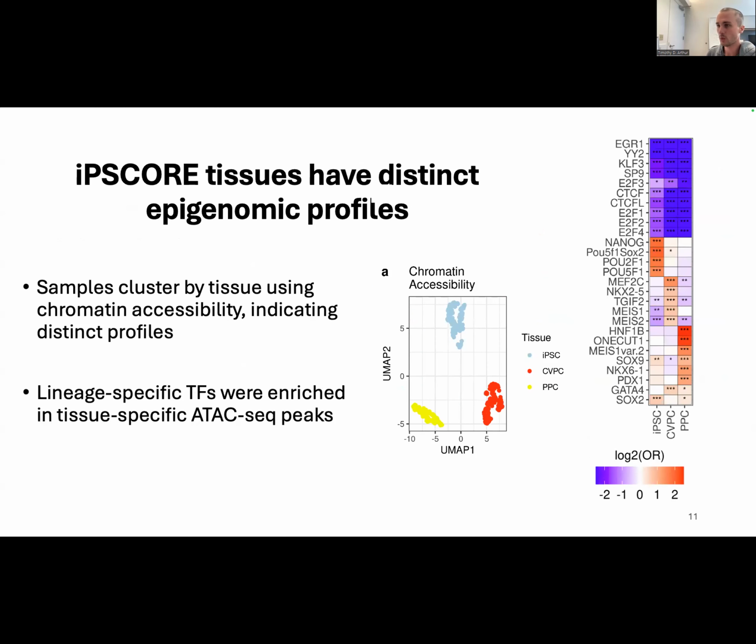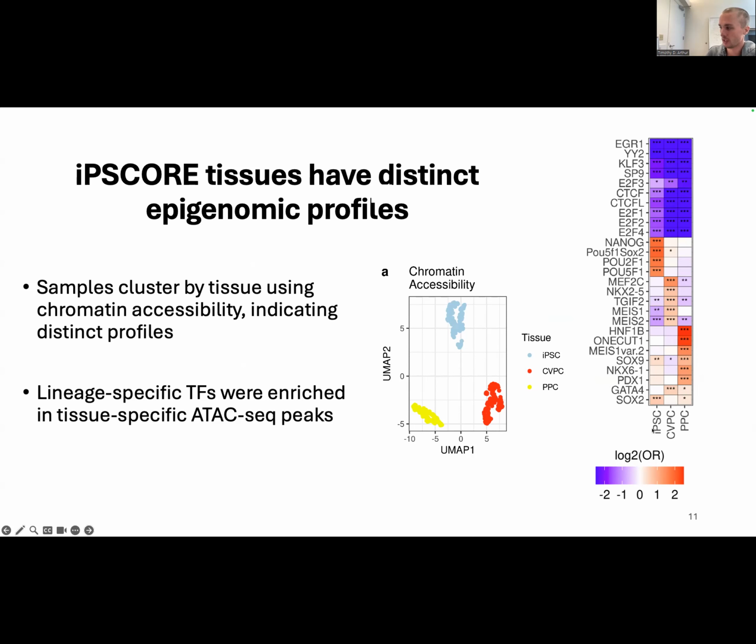We characterized and assessed the quality of our ATAC-seq and epigenomic data across these iPSCORE tissues. We performed a UMAP analysis based on chromatin accessibility and saw tissue-specific clustering, indicating that these samples are distinct from one another. And we next wanted to see whether their epigenomic properties are aligned with their mature tissue counterparts. It's well known that iPSC-derived tissues are immature relative to their adult counterparts. So it's always important to ensure that the epigenomic properties are comparable between counterparts.